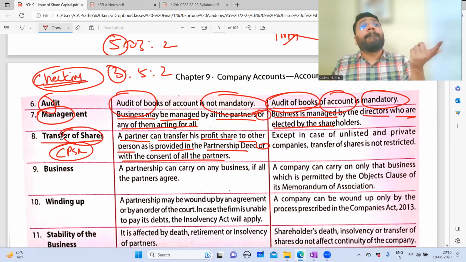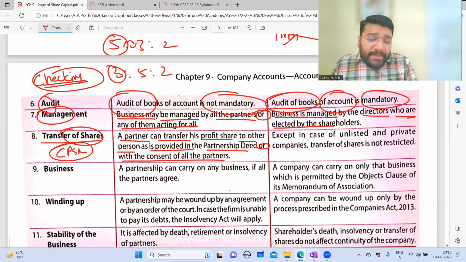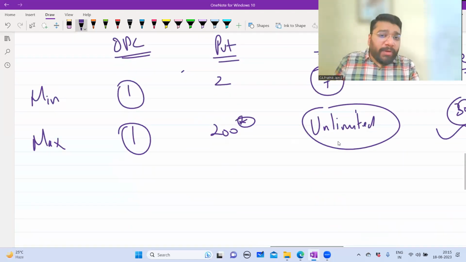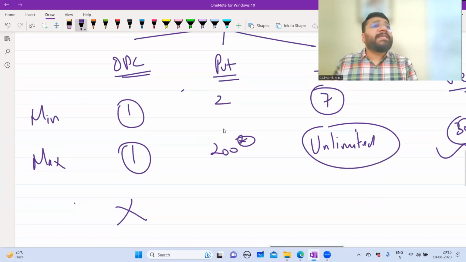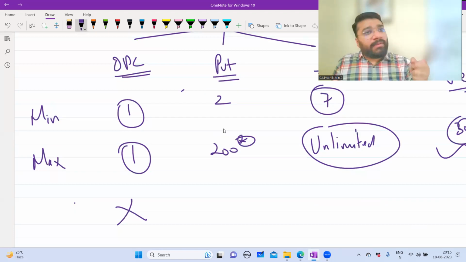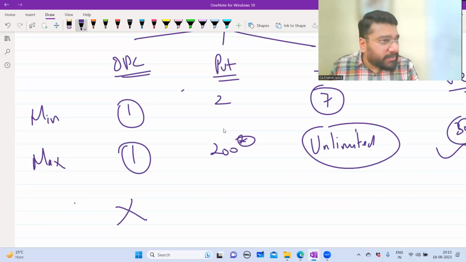Transfer of shares in companies, how does it happen? In OPC, can you transfer shares? No. Not possible. OPC, one person, only one owner. When the company is born, he is the owner. When the company dies, he is the owner. He can never transfer the share. That is a restriction which I'll be discussing in the next class.